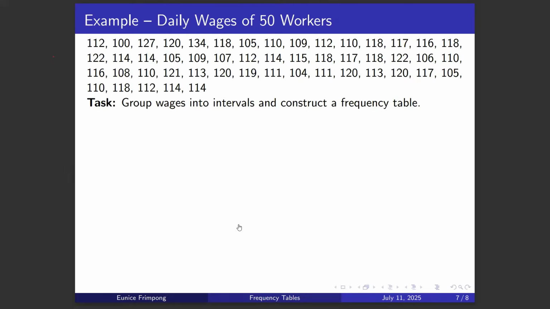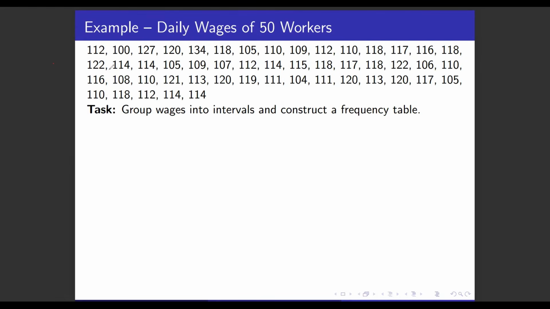So let's move on. Here's an example of daily wages of some 50 workers. The task is to group the wages into intervals and construct a frequency table. So let's get into it. The first step is to find the highest and the lowest values. So we are doing step 1. Let's go into the data and investigate what the highest and the lowest values are.